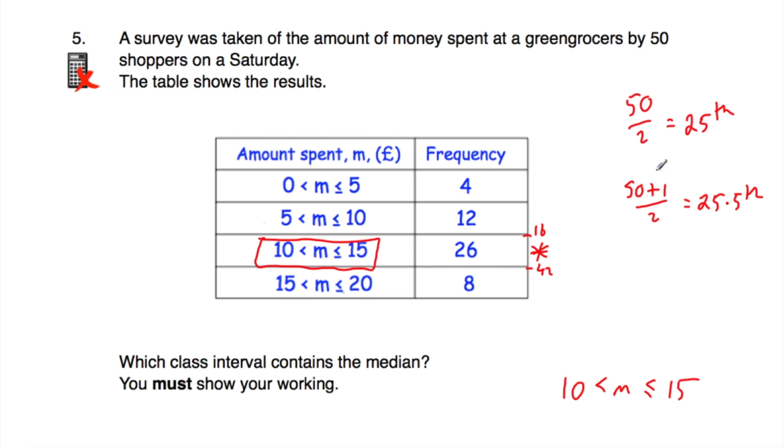So in these questions, you could still use n plus 1 divided by 2. I typically use n over 2 because quite often I would then have to go on and do a thing called linear interpolation to find the median. And because that's an estimate anyway, I typically use n over 2. Especially if the frequency is quite high, then n over 2 would be useful as well. Okay, so which class interval contains the median? The answer would be m is bigger than 10, but less than or equal to 15. So that's the class interval that contains the median.